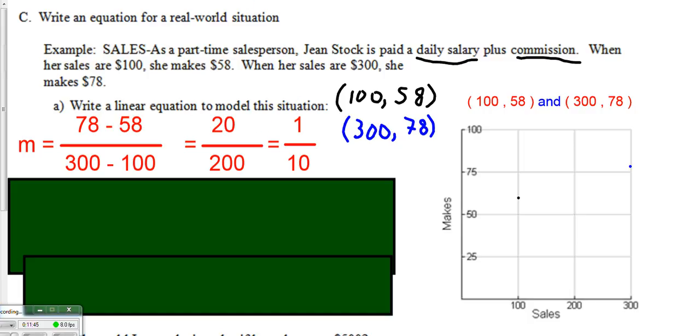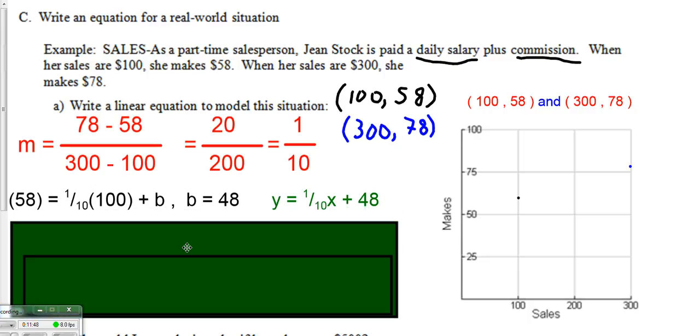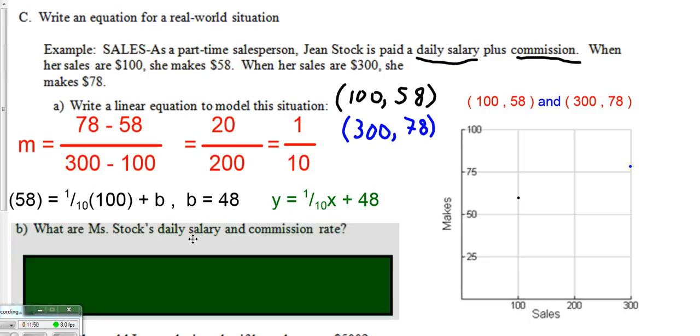Okay, now we need to plug that into our y equals mx plus b equation. In fact, I'm just going to get rid of this one. So we'll use that very first point right there. X is 100, y is 58, so 58 equals 1/10, 1 over 10, times 100 plus b. When you figure that out, 1/10 of 100 is 10. Subtract 10 from both sides, and we get that b is going to be 48. If we put that into our equation, then we'd say y equals 1/10 x plus 48.